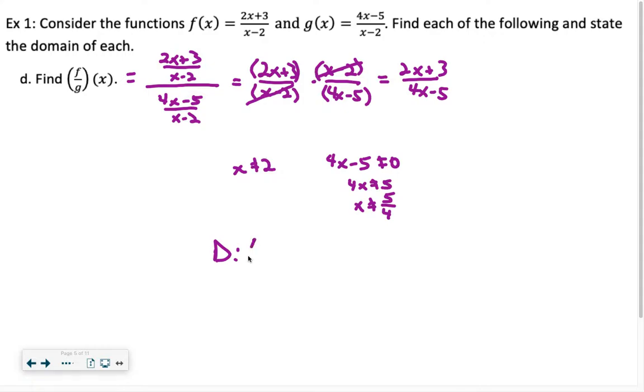So the domain here has two values that need to be excluded. So I'm going to start at negative infinity, go up to the smallest one. 5/4 is smaller than 2. Exclude that. Union, pick back up with 5/4. Go up to the next highest value I want to exclude, which would be 2. Union, 2 to infinity. Okay, so the domain, whenever we're dividing, right, we want to think about anything that was ever in the denominator. We have to think about all of those values to exclude.